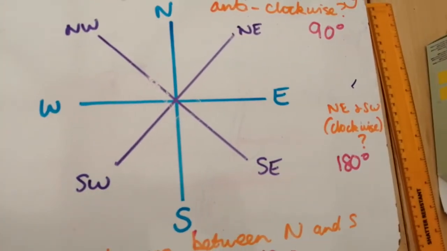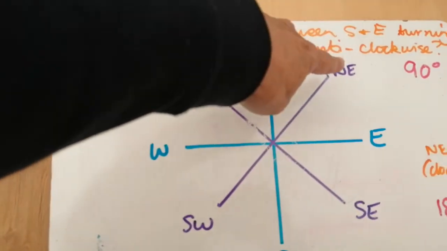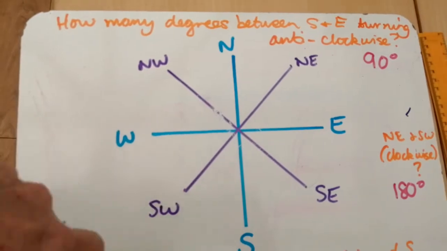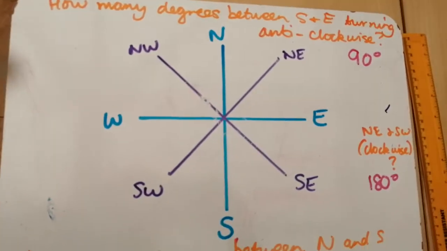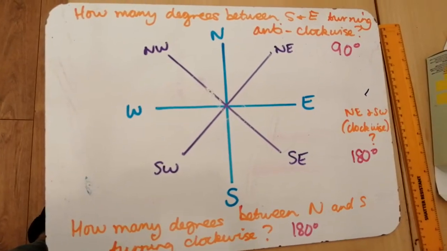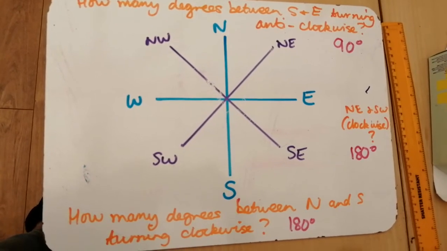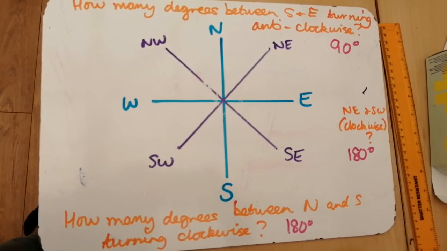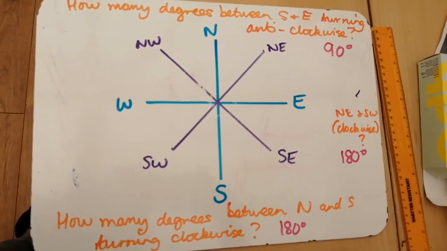And northeast to southwest clockwise, again, because they're on a straight line, it's going to be 180 degrees. And actually, it wouldn't matter which way you turned there. For the next question, it might be useful if you have a compass drawn for yourself to look at. So you could use this screen to help you.